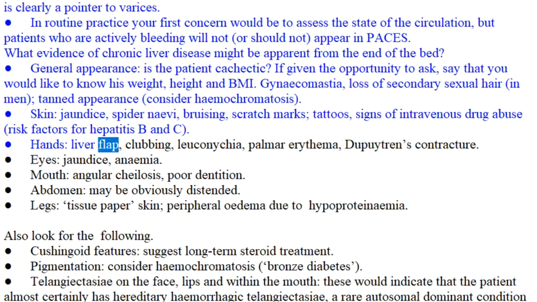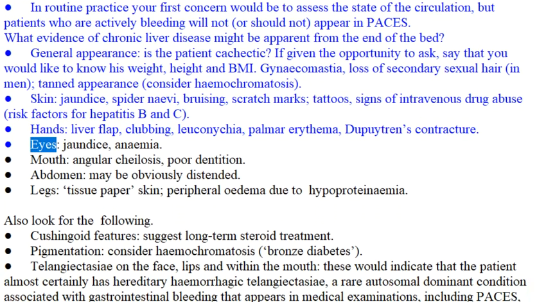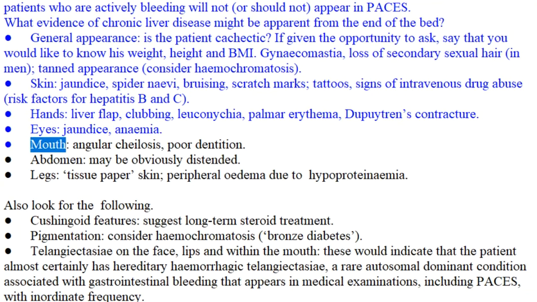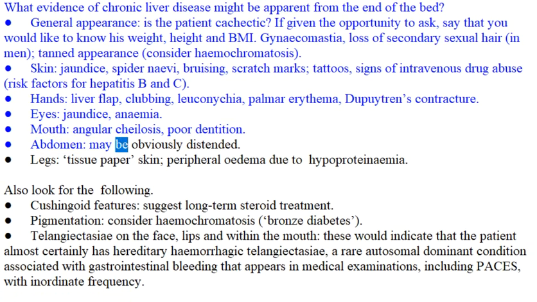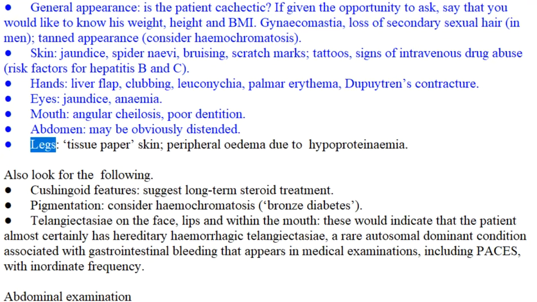Hands: liver flap, clubbing, leukonychia, palmar erythema, Dupuytren's contracture. Eyes: jaundice, anemia. Mouth: angular cheilosis, poor dentition. Abdomen: may be obviously distended. Legs: tissue paper skin, peripheral edema due to hypoproteinemia.